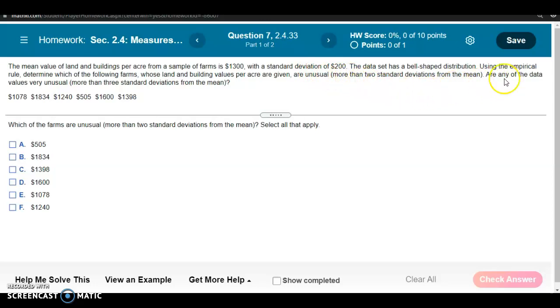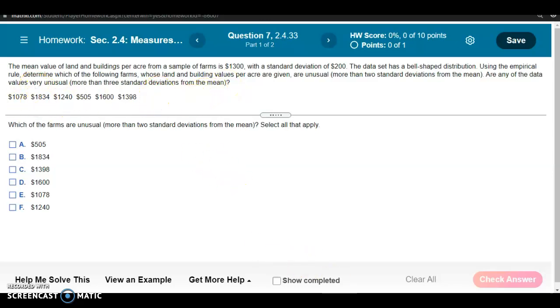Using the empirical rule, determine which of the following farms, whose land and building values per acre are given, have values that are unusual, which means they are more than 2 standard deviations from the mean. And then lastly, it asks, are there any of the data values that are very unusual, which are more than 3 standard deviations from the mean?